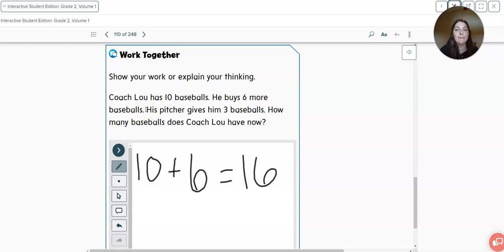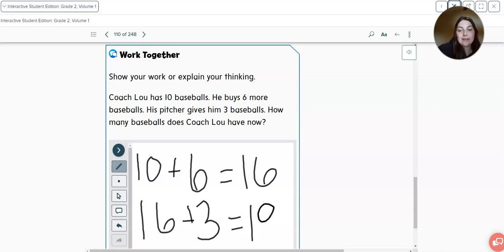We're right here, okay? His pitcher gives him 3 baseballs. How many baseballs does Coach Lou have now? So this one's a little tricky. We still have our 16, but he gets 3 more from the pitcher. All right? So the pitcher is giving him 3, but Coach Lou is taking those. So he is adding those 3 baseballs, okay? So now Coach Lou has 19 baseballs all together, right? Because he started with 10, he bought 6 more, and then his pitcher gave him 3.